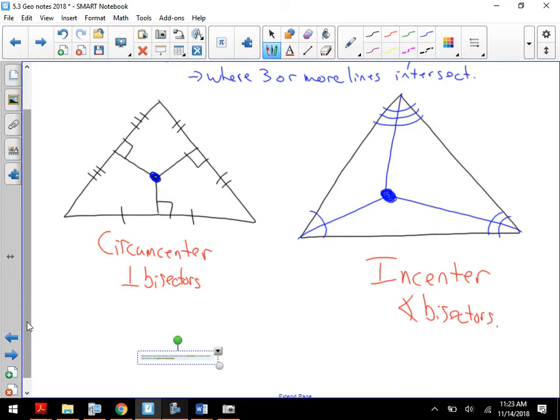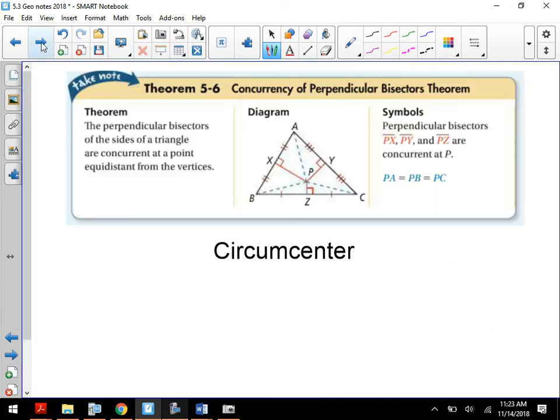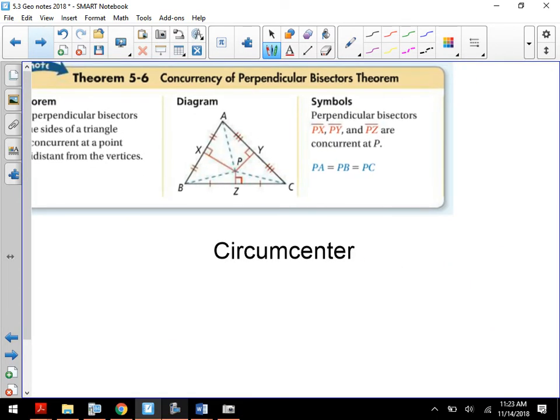Now, a lot of times they might not draw all the angle parts or all the perpendicular parts, but just the idea that that's where it's going on. So here's what happens. When you have this thing called a circumcenter, I'm going to try and clean this picture up a little bit better. Did not work.